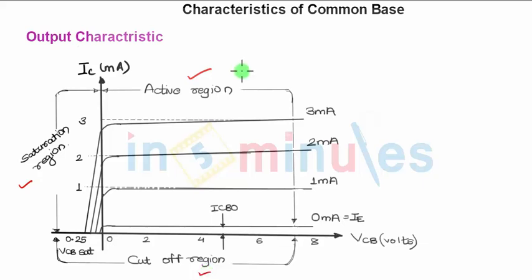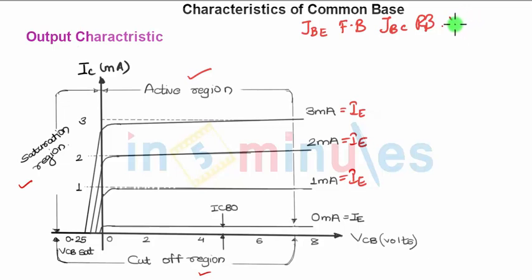When you look at the active region, you have JBE forward biased and JBC reverse biased. This is nothing but your emitter current IE. First, how are we finding the output characteristics?